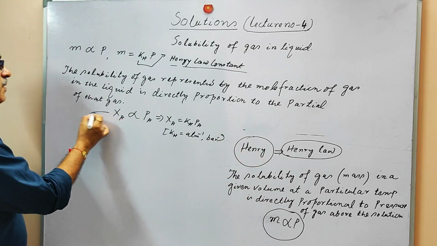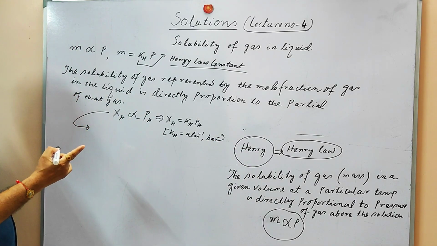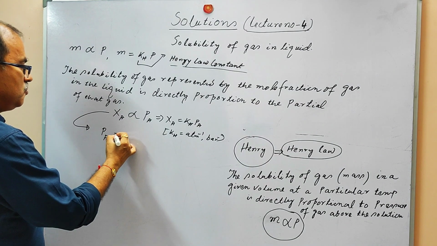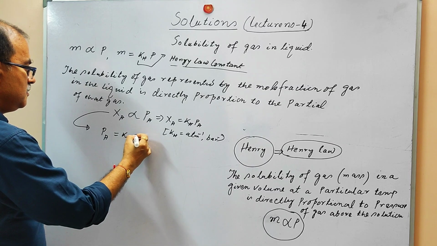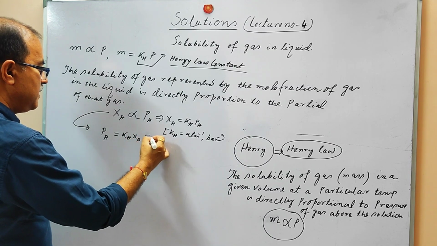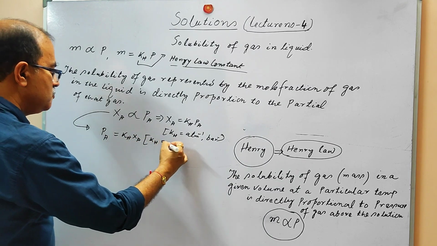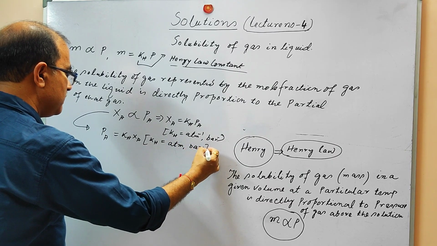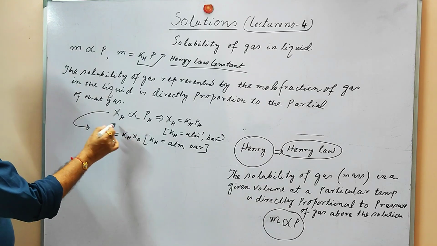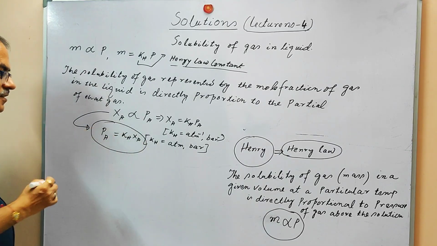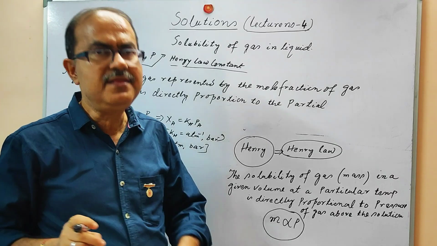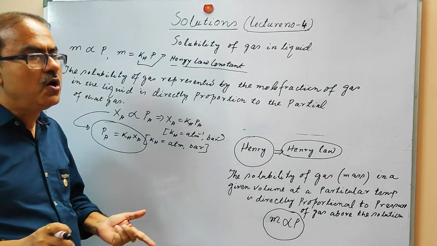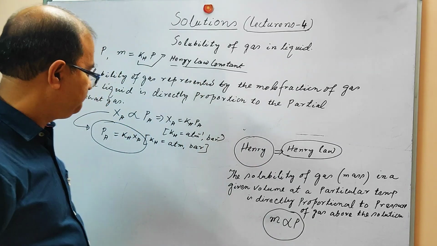But this equation is more popularly written like this: PA is equal to KH into XA. At that time, the units of KH will be different, atmosphere or bar. So this is Henry's equation: the mole fraction of the gas is directly proportional to the partial pressure of the gas above the solution.